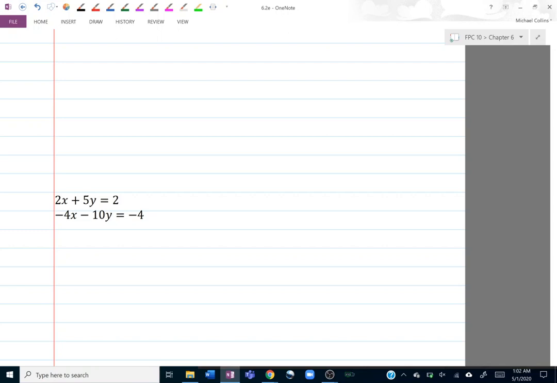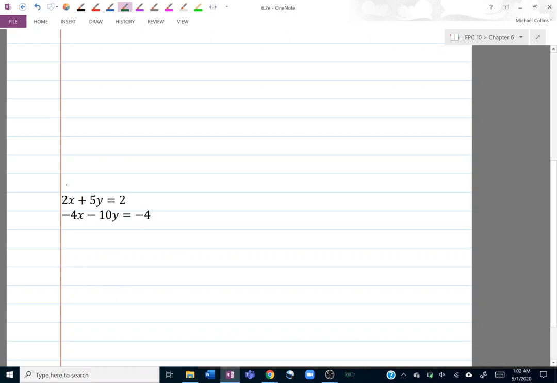So this next one, I've got 2x plus 5y is equal to 2, and negative 4x minus 10y is equal to negative 4. Again, I'm going to look at these. I noticed that I could do something to my 2 to get to 4 pretty easily, and something to my 5 to get to my 10 pretty easily. So let's multiply this top one to make the 2 into a 4. I'm going to multiply it by 2. I'll end up with a positive 4 and a negative 4, and they'll go away.